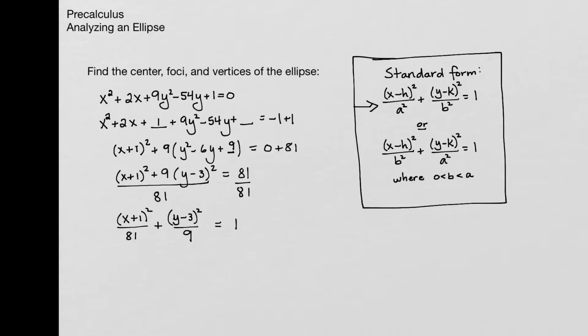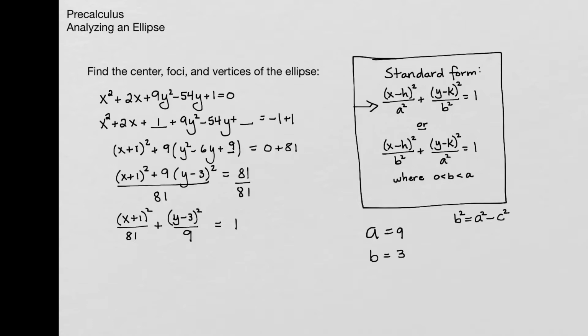So just by looking at this, I can see that a is 9 and b is 3. But there's also another value that we need to find, which is c. And so we find that by saying that b squared equals a squared minus c squared.